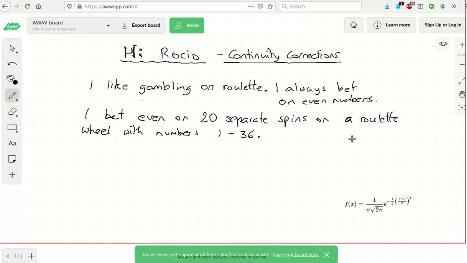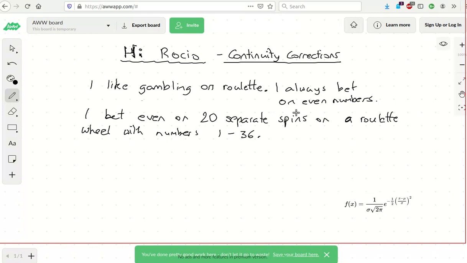Let's start with a few facts. I like gambling on roulette. I'm a compulsive gambler. It's lost me loads of money in the past, so I need to rectify that problem by looking at the maths behind it, really. Now, I only ever bet on even numbers. I've never really felt much of an affinity with the odd numbers, so I'm an even number better.